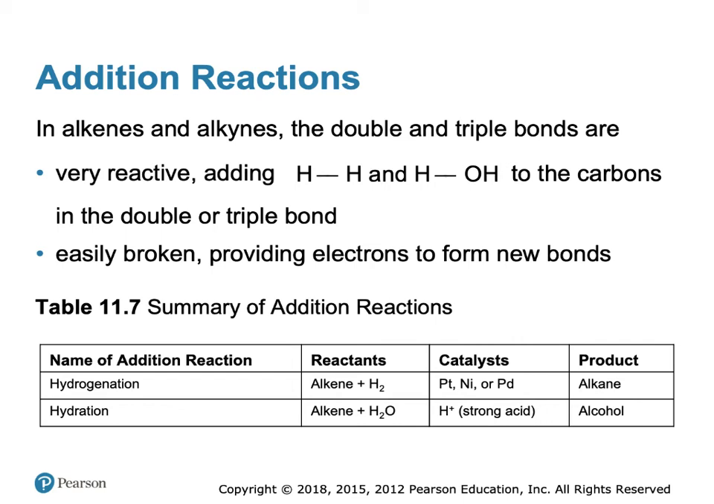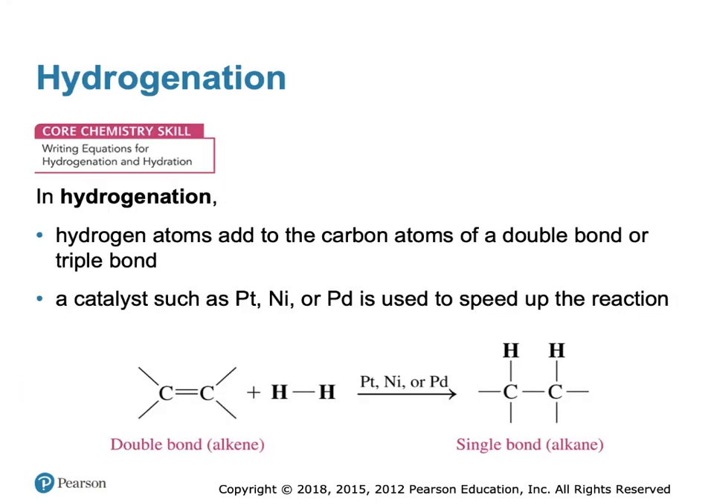If we add hydrogen, the reaction is known as hydrogenation. And when we add hydrogen across the double bond, the product is an alkane. In a hydration reaction, we are adding water across a double bond, and the product will be an alcohol. So this is going to be a new functional group that we look at, a new substituent on an alkane chain. In hydrogenation, hydrogen atoms add to the carbon atoms of a double bond or triple bond.